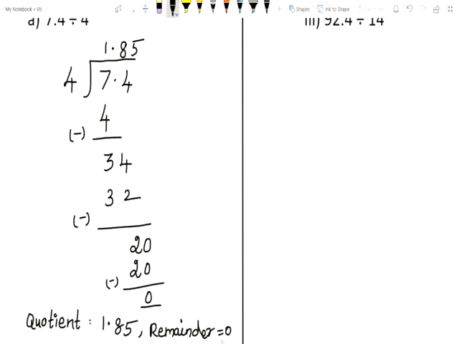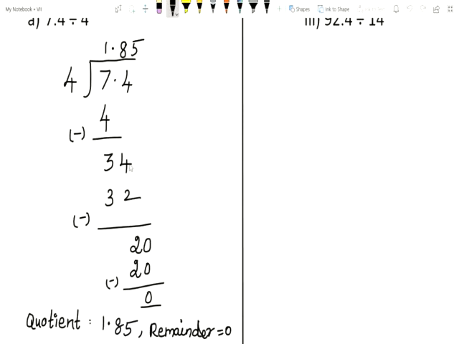Do you understand, children? I repeat this. First, write the number as it is, 7.4. In 7, how many 4s are there? 1. So, 1 into 4, 4. 7 minus 4, you get 3. Then here the decimal is there. You just keep the decimal in the quotient place and take the next digit, 4. 34. In 34, 8 times it occurs. 8 4s are 32. Now, after subtracting, what you are getting? 2.